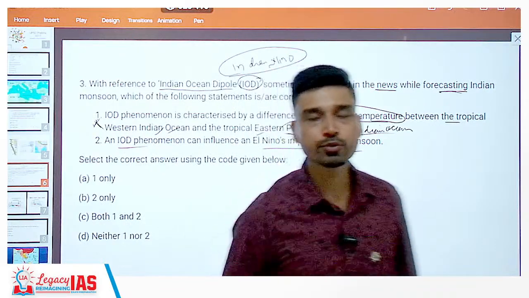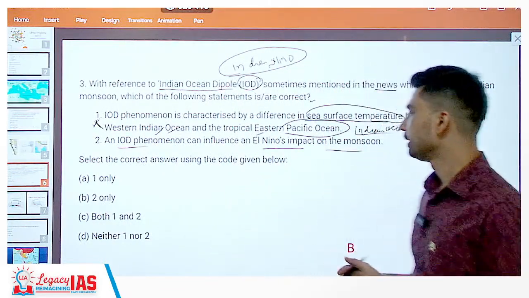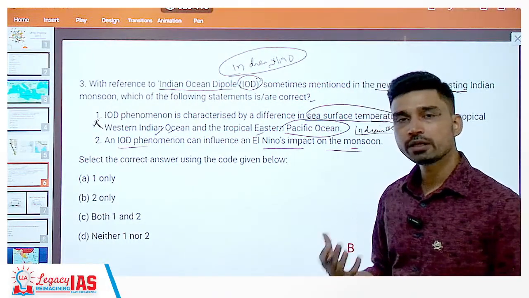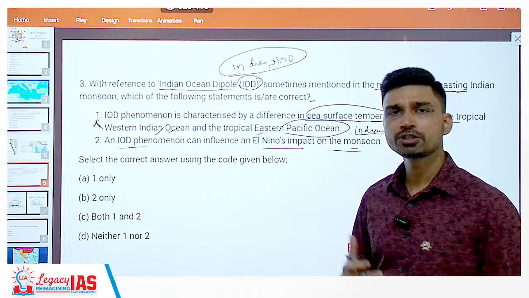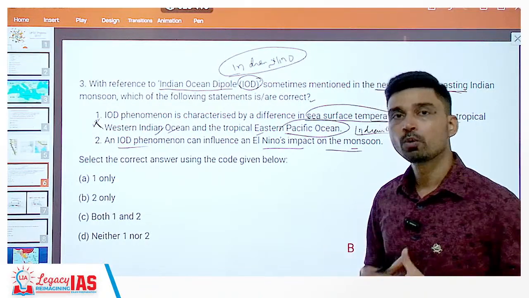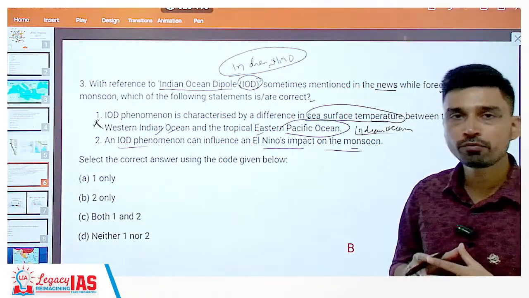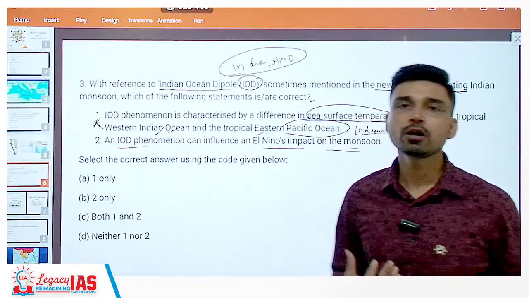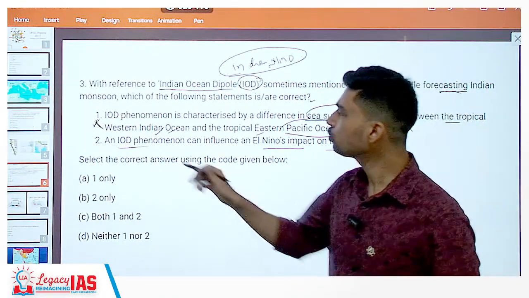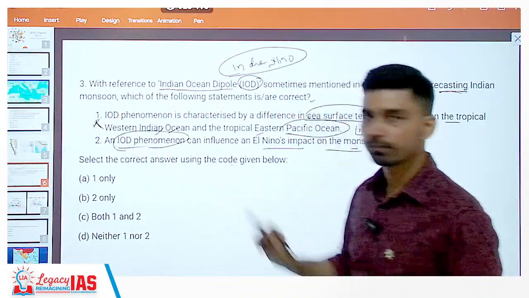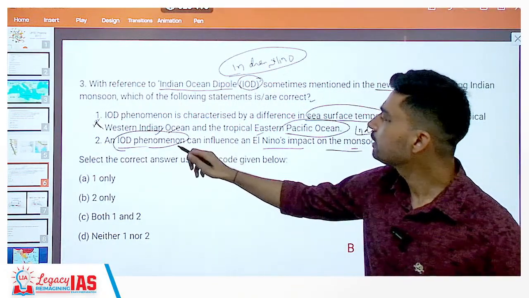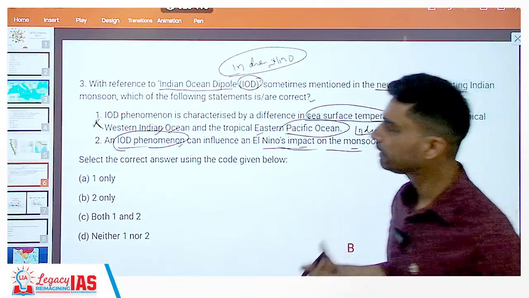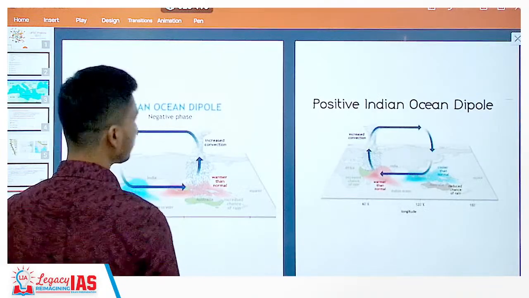Second, the IOD phenomenon can influence El Nino's impact on the monsoon. El Nino basically refers to the development of a warm current in the Pacific Ocean, which also influences the monsoon. Generally, if a year is an El Nino year, because it generally happens at 3 to 5 year intervals, there is a probability of a deficit monsoon in India in that year, and it can also cause drought in the agriculture sector. Whenever we have the IOD, especially a positive IOD, it is observed that it influences the El Nino's impact. That means it tries to dissipate the overall impact of the El Nino.